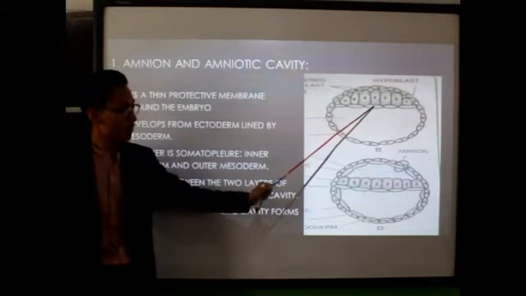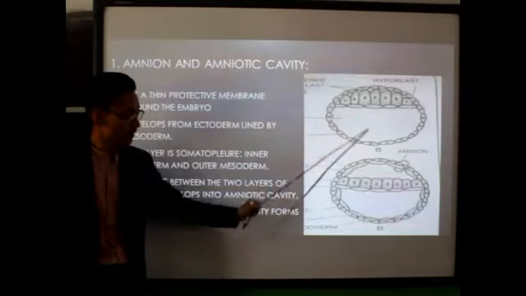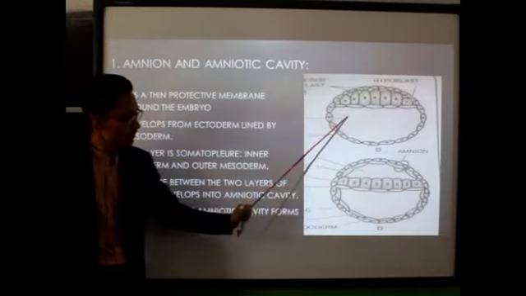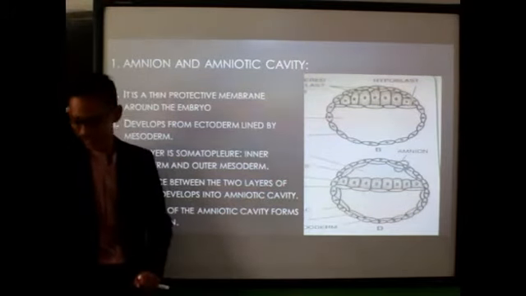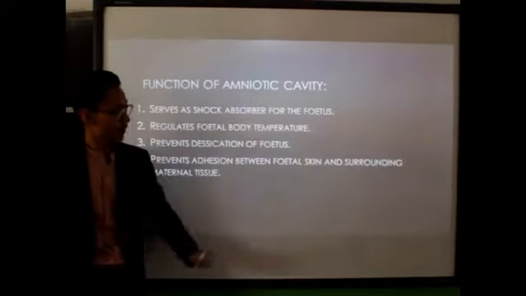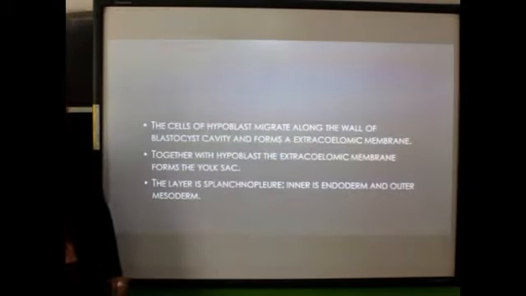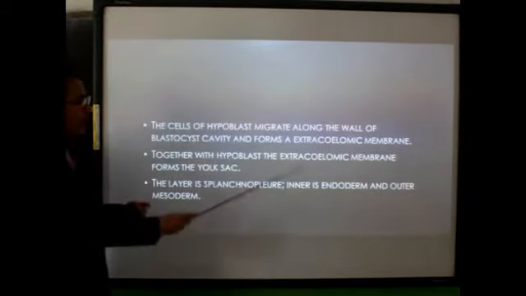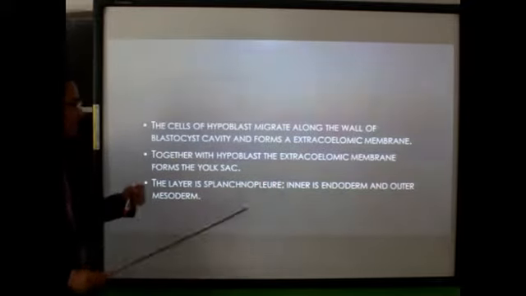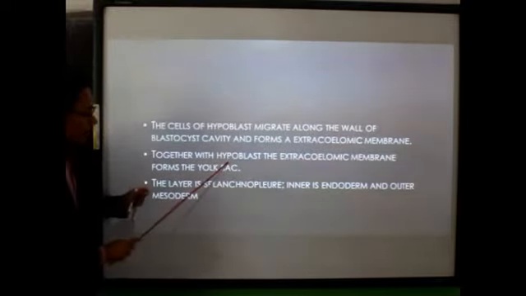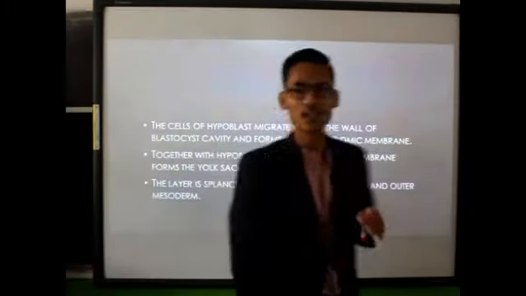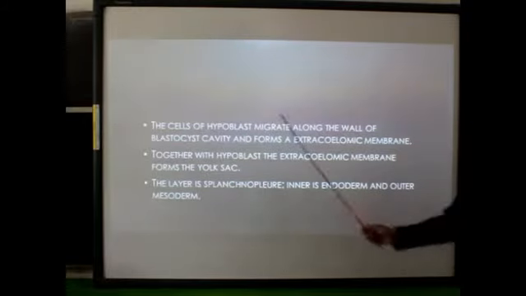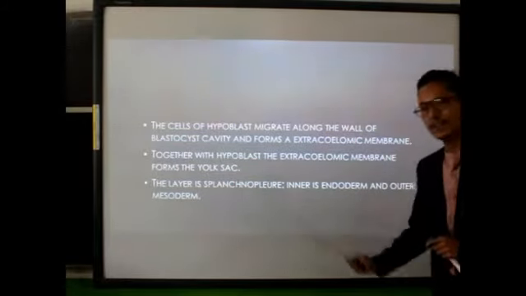Now this particular hypoblast will move towards the cells of the blastocyst cavity and form the yolk sac. So this is the hypoblast, this is the blastocyst cavity. Clear? And these two are essential for the formation of the yolk sac. Now, next one. So the cells of the hypoblast migrate along the wall of the blastocyst and form the extracellular membrane. Now, the extracellular membrane together with the hypoblast will form the yolk sac. Clear? So hypoblast cells along with the extracellular membrane will form the yolk sac.